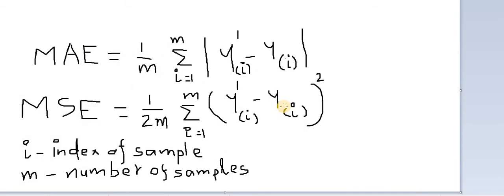To understand this, I can tell you the formula for mean absolute error. Mean absolute error is equal to 1 by m, sigma i is equal to 1 to m, y dash minus y. What is m here? m is the number of samples in the data set, and i is the index of the sample. Sigma represents summation.